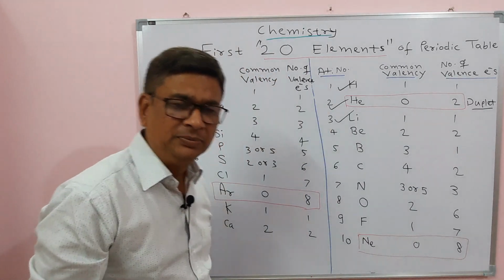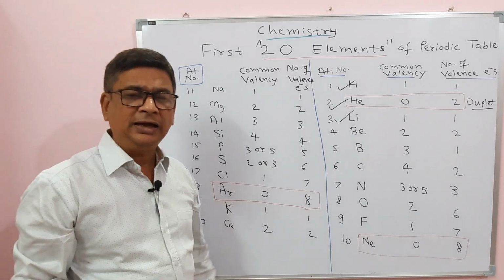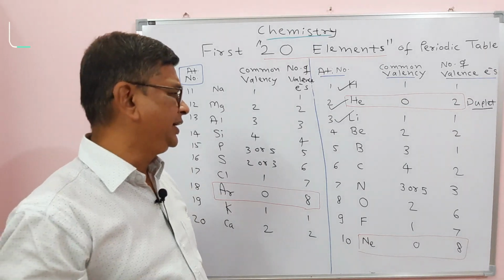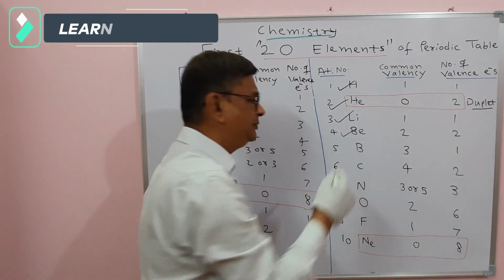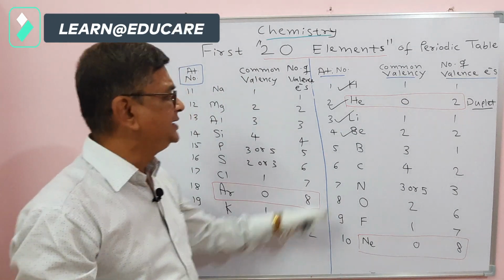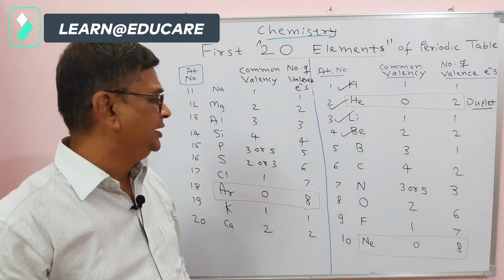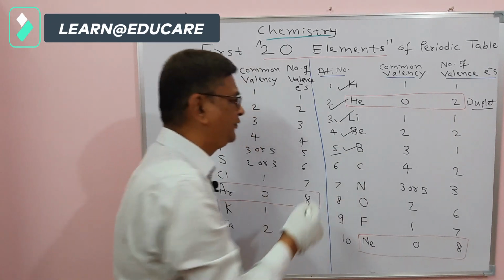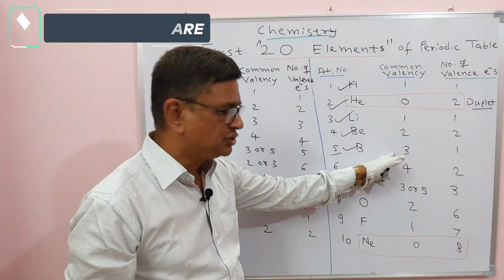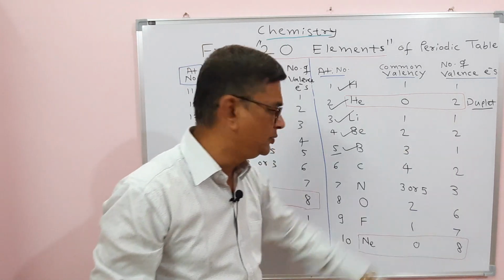About lithium, it is an alkali metal in the first group of the periodic table. The next one is called beryllium, atomic number 4, whose valency is 2 and it has 2 electrons in its outermost shell. Next one is boron, atomic number 5, whose valency is 3, it has 3 electrons in the outermost shell.